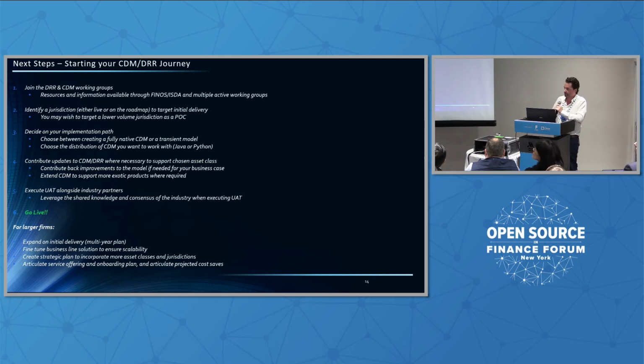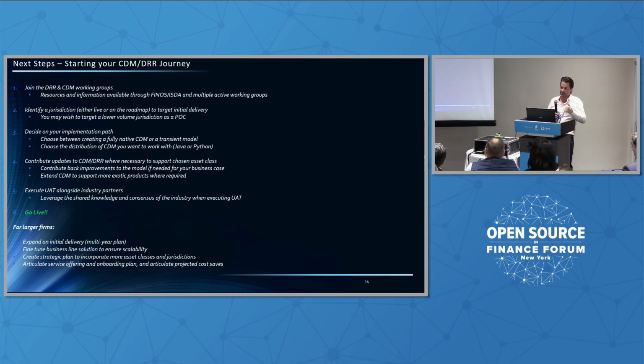That's where we're at the moment, is forming a capability around CDM and DRR. So not only are we using it, but we create governance and best practices within the firm, and potentially become an official maintainer longer term and contribute back. And then you execute UAT and go live, which is what we're going to do in 19 days.